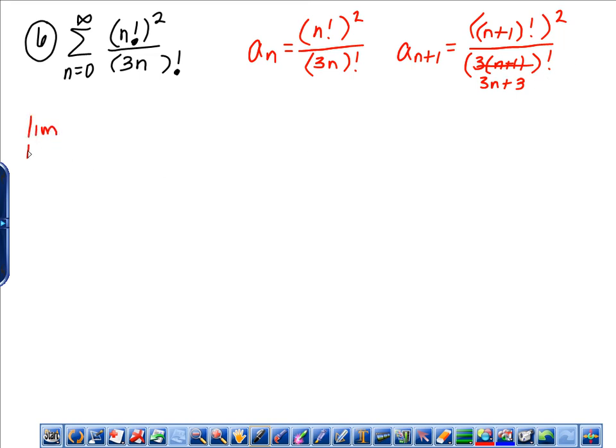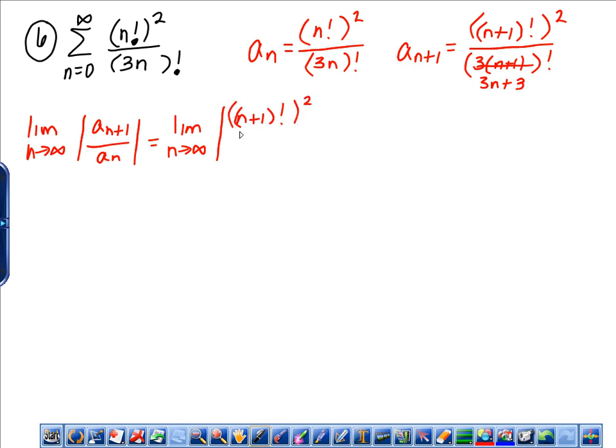All right, so remember our limit as n approaches infinity of the absolute value of a sub n plus 1 divided by a sub n is equal to the limit as n approaches infinity of the absolute value of this term. So this is going to become n plus 1 factorial squared over 3n plus 3 factorial times the reciprocal, 3n factorial over n factorial squared. Okay, so we've set it up. Now we just have to solve it.